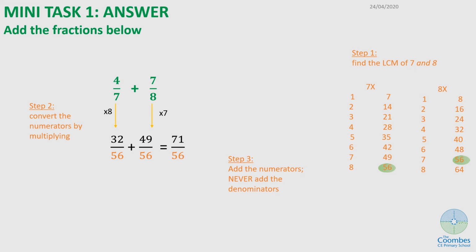So to get the numerator here, I have to do 7 times 7 to get 49. We normally don't add the denominators, we just write it as it is, 56, and then add the numerators. So 32 add 49, I'll get 71. So my answer is 71 over 56.